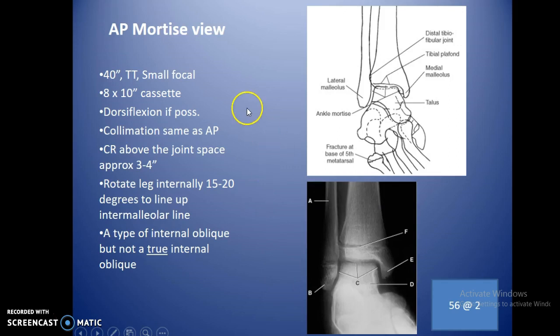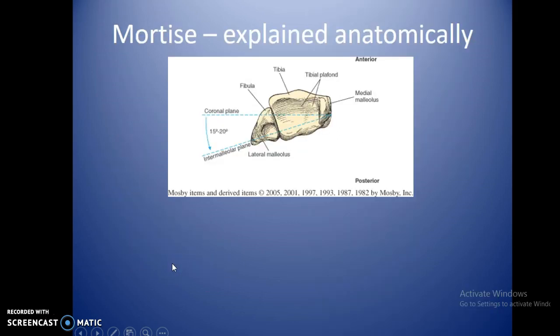Mortise view. This is an internal rotation, but it's not a full internal rotation. This is only going to be about 15 to 20 degrees. We're going to rotate the foot internally because we want to open up this mortise joint space here. So you should be able to see this entire joint space here without any superimposition. So this is a type of internal oblique, but not a true internal oblique.